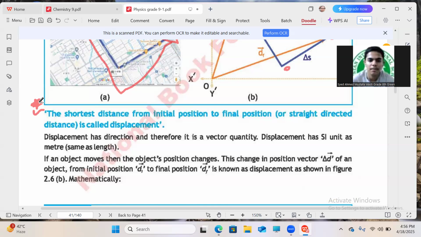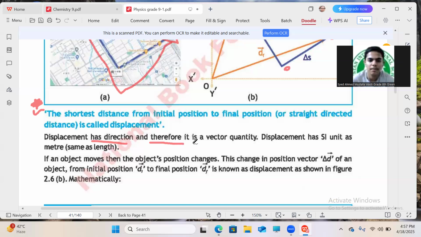The shortest distance from initial position to final position, or straight directed distance, is called displacement. Displacement has direction. Meanwhile, a value that has a direction becomes a vector quantity. So how do we represent a vector quantity?